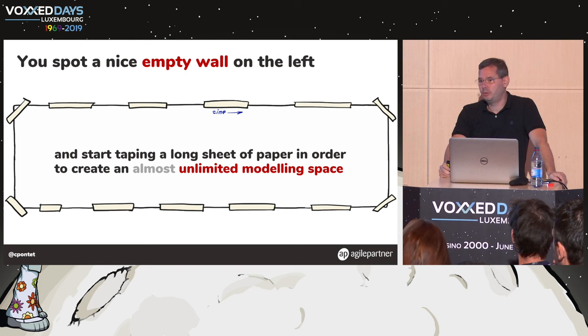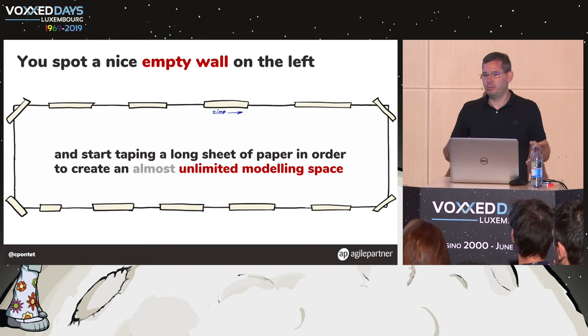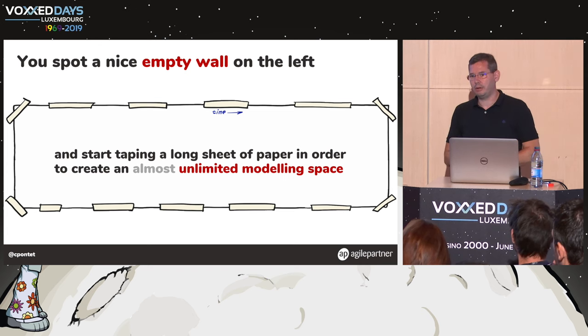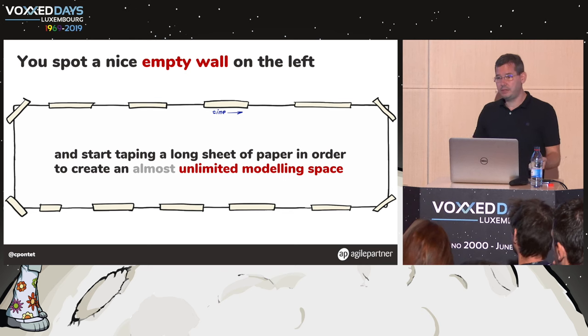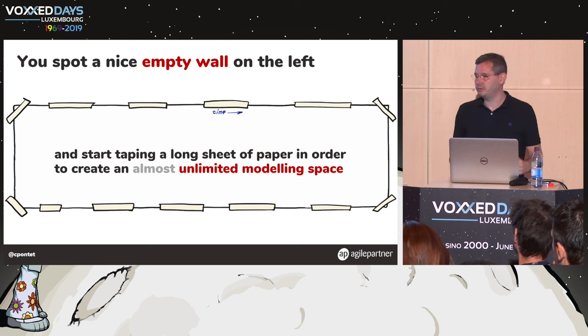Because you don't want people to limit themselves by physical boundaries. The bigger the paper roll is, the easier it will get for people to explore and not forget any part of the complex domain. And if it gets too small, just add some more. You have other walls in the room, so you can actually add some more.